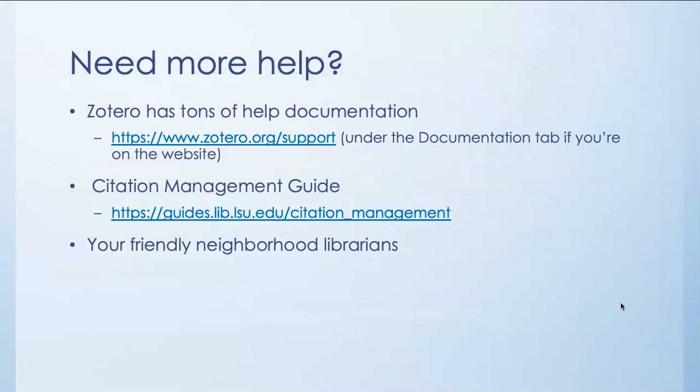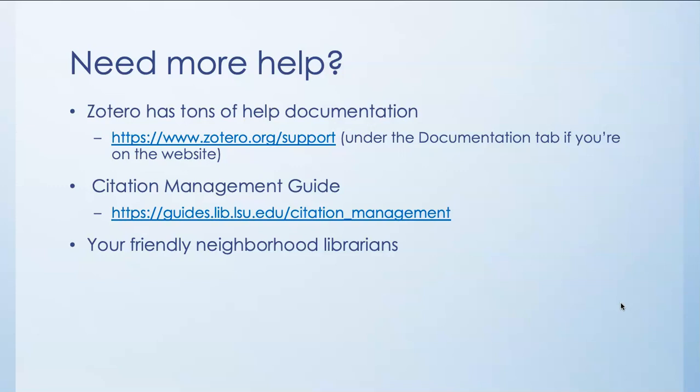If you need more help, Zotero has tons of help documentation on their website. If you go under the documentation tab, they also have really great forums that provide a lot of help. So I recommend you go through those for any kind of weird quirks that you're interested about. There is also a citation management guide. So if you are trying to decide between any of the citation managers available to you, there is a handy reference chart that compares all of them side by side to help you make an informed decision about which one's going to work for you.